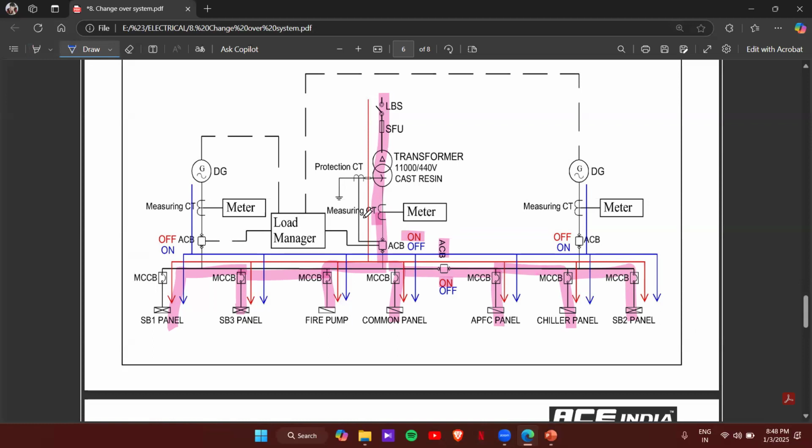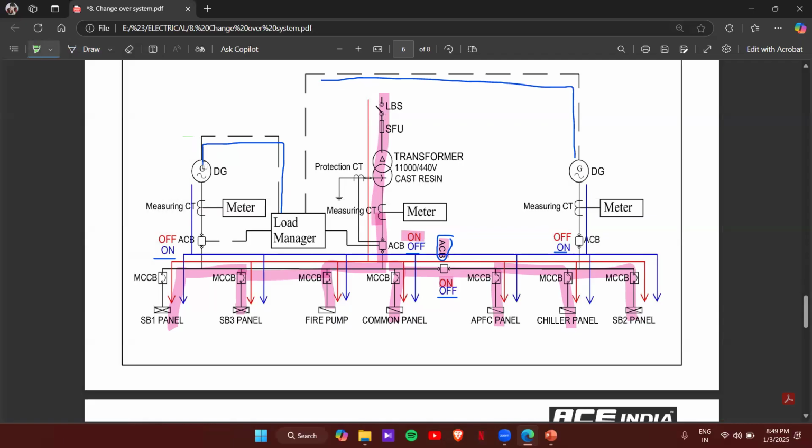If there is no supply from the transformer side, the load manager will sense that and send a signal to DG1 and to DG2. So both DGs will turn on. Thus, it will turn on the ACB of both sides from the DG side and turn off the ACB from the transformer side. Also, there is one more ACB placed in between. That one also will be turned off. I'll explain why.